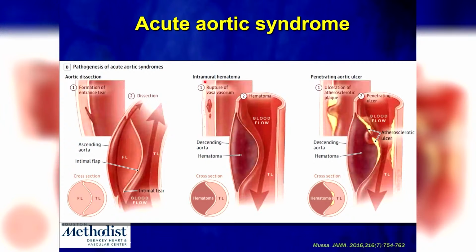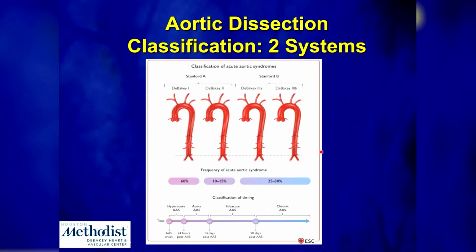We also have an intramural hematoma, as the name implies. It's a rupture of the vasa vasorum, so that's inside the tunica media. And a hematoma can form and then create a compression of the true lumen. And then a penetrating aortic ulcer, as the name implies, you have a plaque that is ulcerating. And if it happens at the ascending aorta, it can have a risk of progression to aortic dissection.